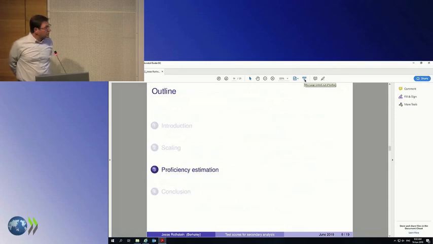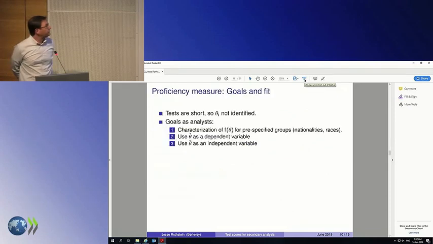Now let's move on to proficiency estimation. So again, the fundamental issue here is that the tests are short. We don't have time to give everybody thousands of questions. We have a small number of questions. And if we wanted to identify any individual's proficiency, theta i, we would need a long test. With a short test, we have at best a noisy measure of it.